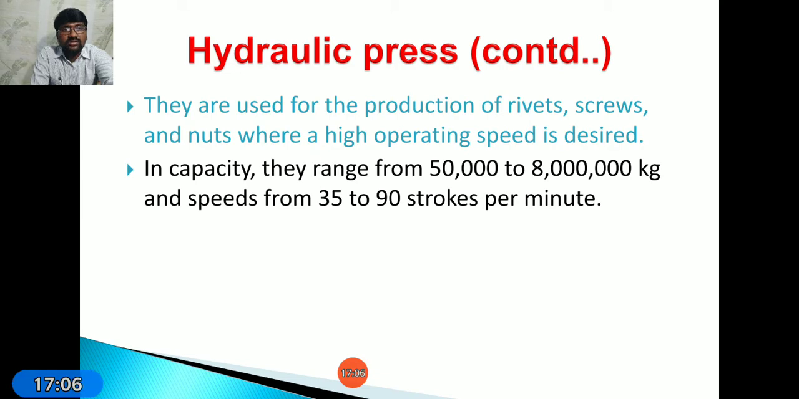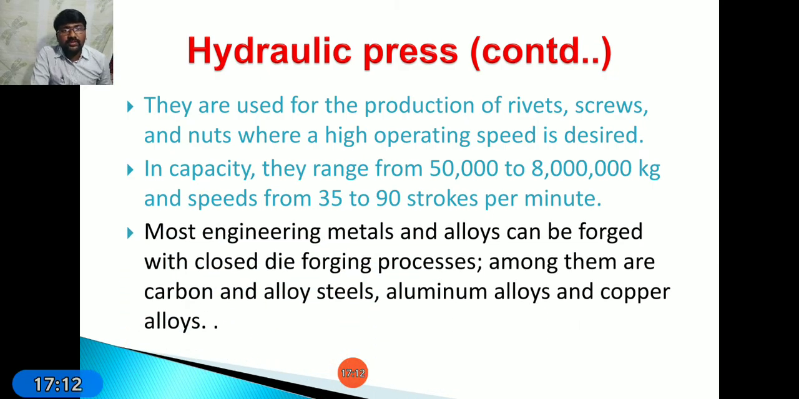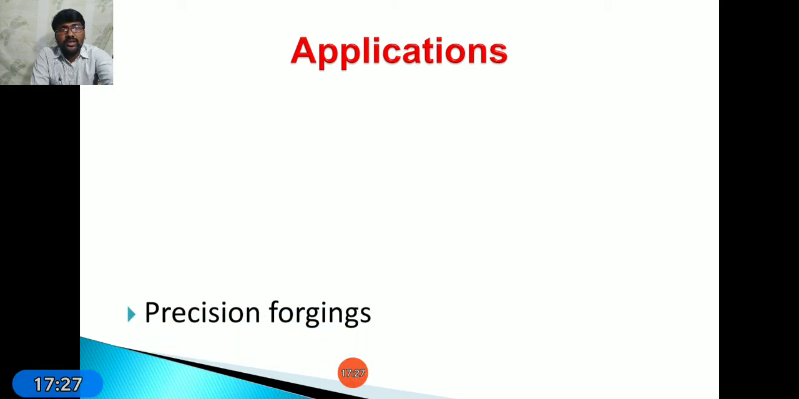Okay, 8,000 kgs, and speeds from 35 to 90 strokes per minute. Most engineering metals and alloys can be forged with the closed die forging process. Among them, carbon and alloy steels, aluminum alloys, and copper alloys can be made by using this hydraulic press process.